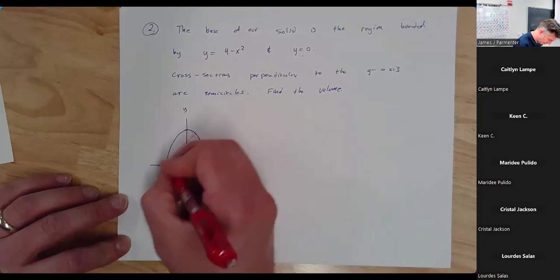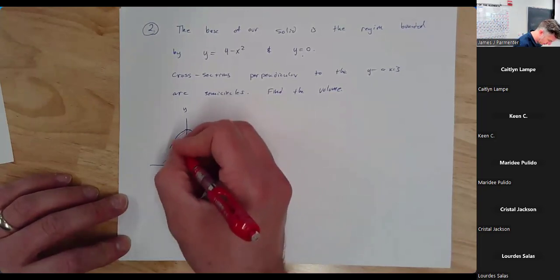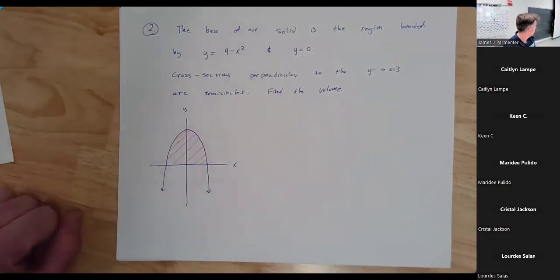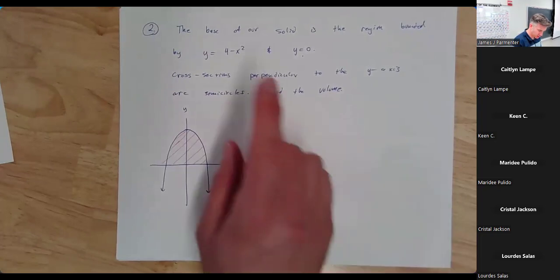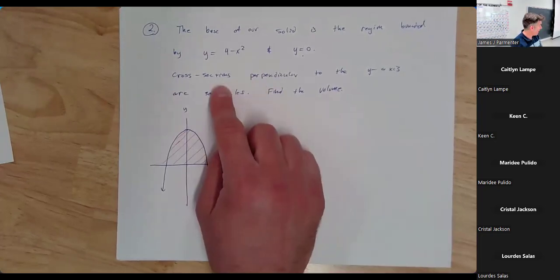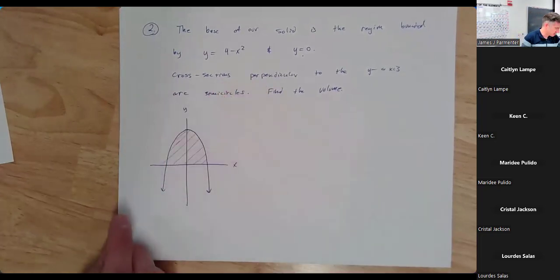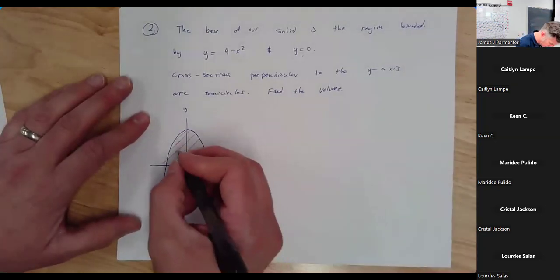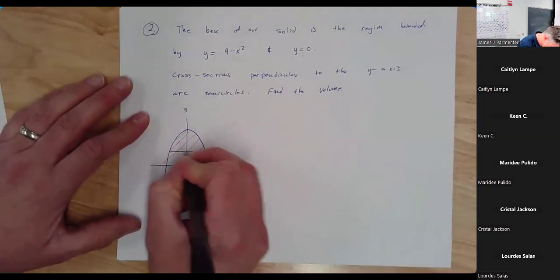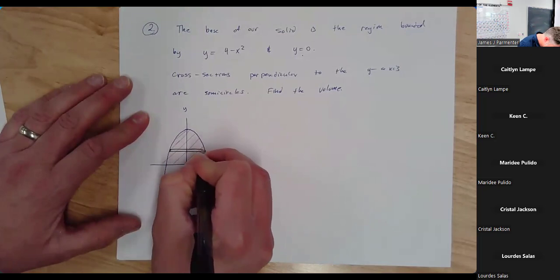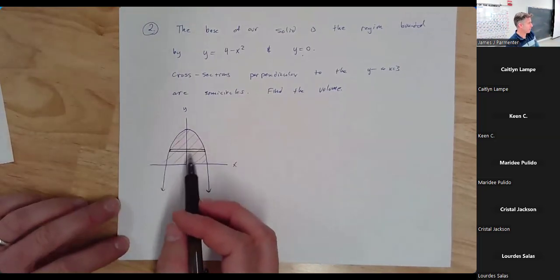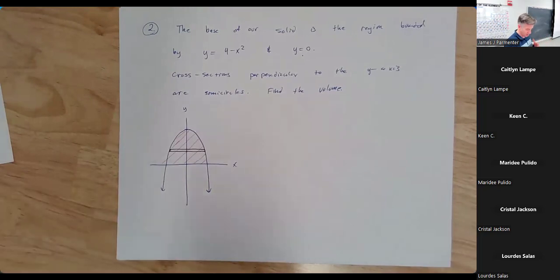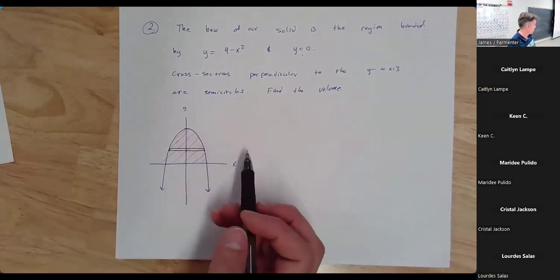So I know, great, there's the region I've got. And then I'm also going to draw the cross section that they told me to draw. So cross sections perpendicular to the y-axis. So my cross section is looking like this. They are semicircles. So from that strip there, I'm going to have a semicircle where that's the diameter of my semicircle.